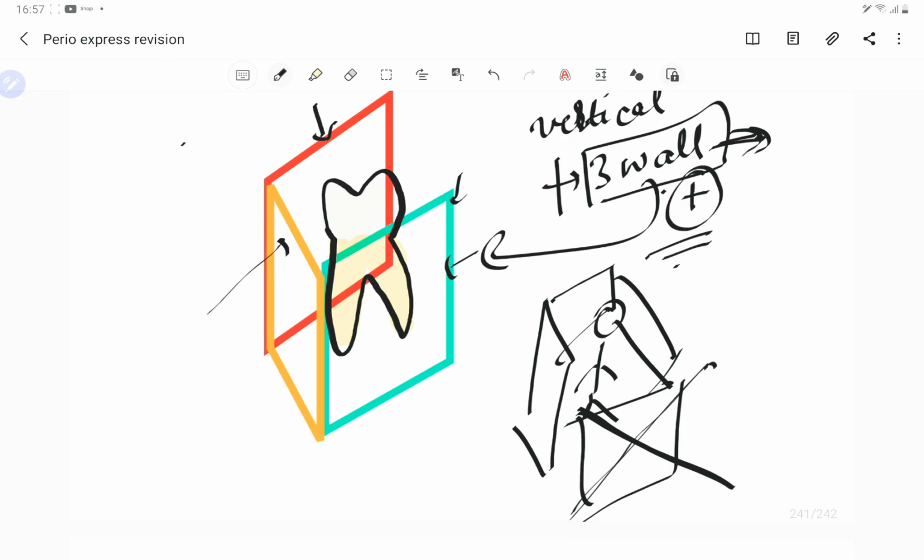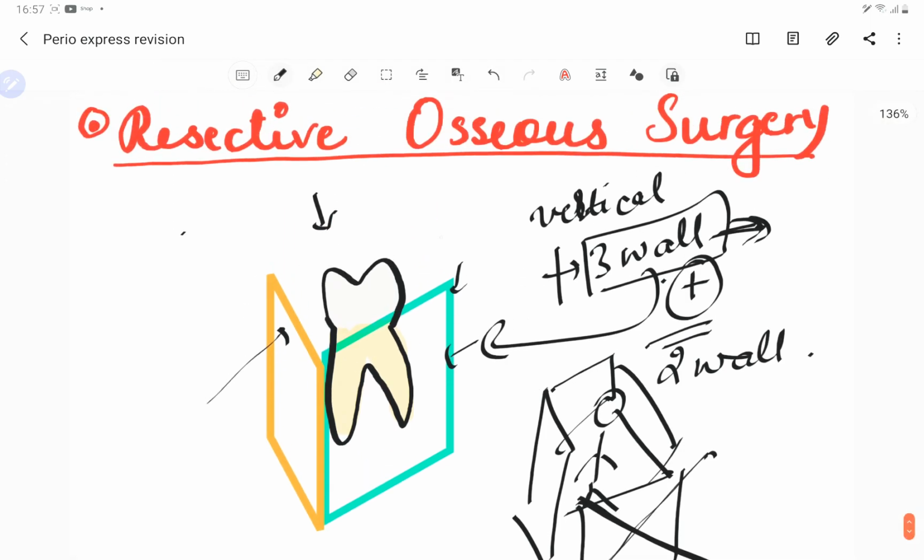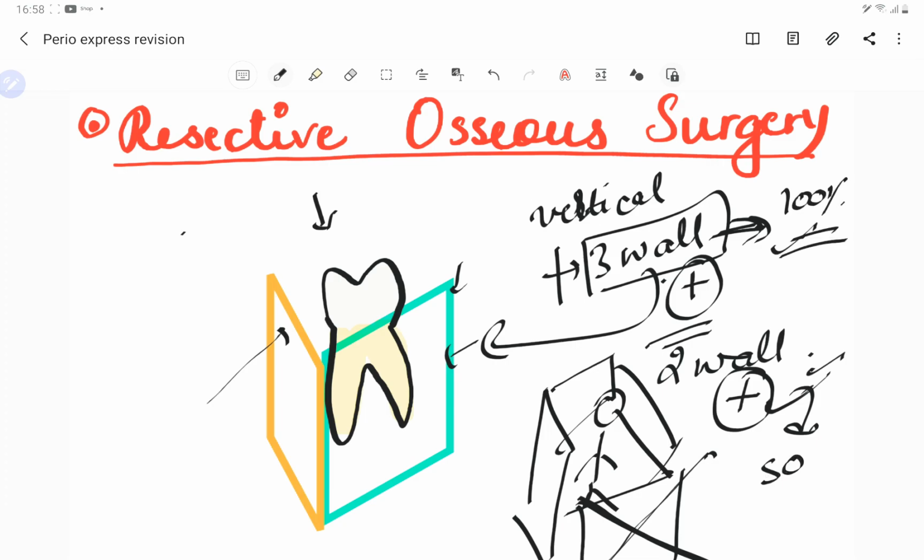Suppose there is a 2-wall defect, that means 2 walls are missing. The situation can be like this. If you can see here, 2 walls surrounding this tooth are absent and 2 walls are present. Out of the 4 walls, 2 are present and 2 are missing. Comparing the regeneration rate of a 3-wall and a 2-wall defect: if the regeneration rate for a 3-wall defect is 100%, then the regeneration for a 2-wall defect becomes 50%.